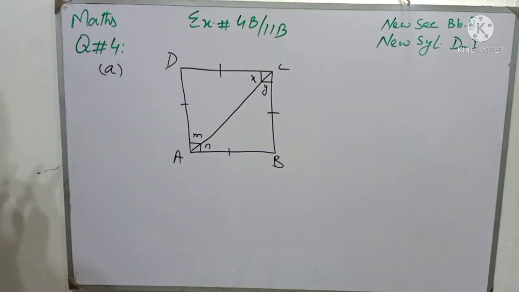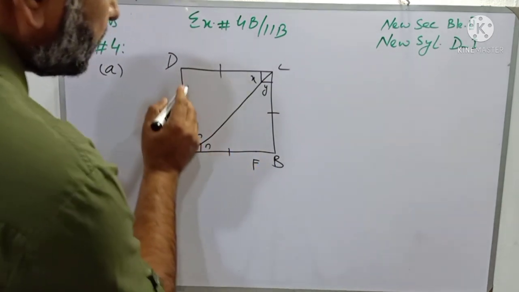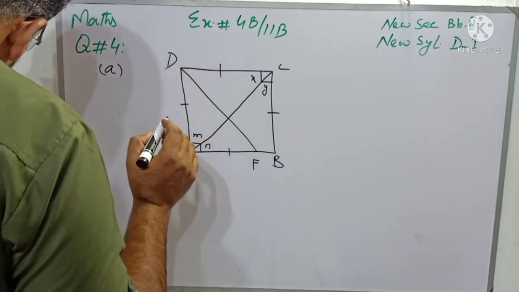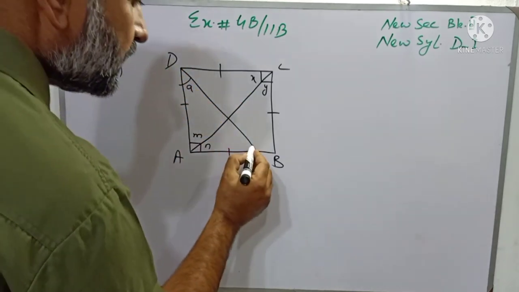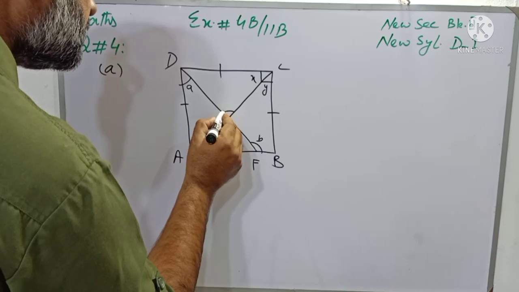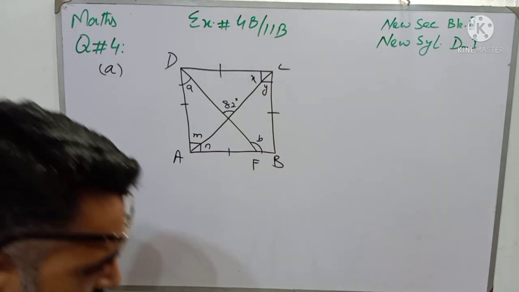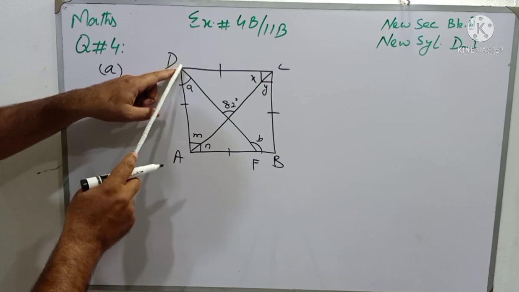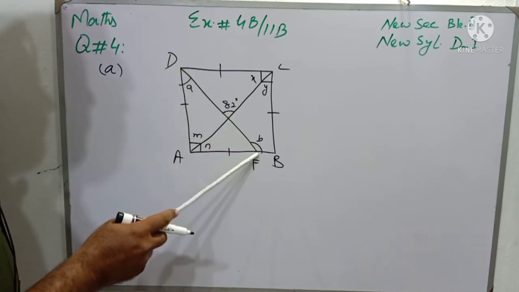And students, here is another point F on AB, and this point F is joined with D like this, and we have to find this angle A as well as this angle B, and this angle is given, that is 82 degrees. Now students, keep in mind that DF is not a diagonal. DF line is not a diagonal because a diagonal is the line that joins the opposite vertices. So you must keep in mind that DF is not a diagonal.